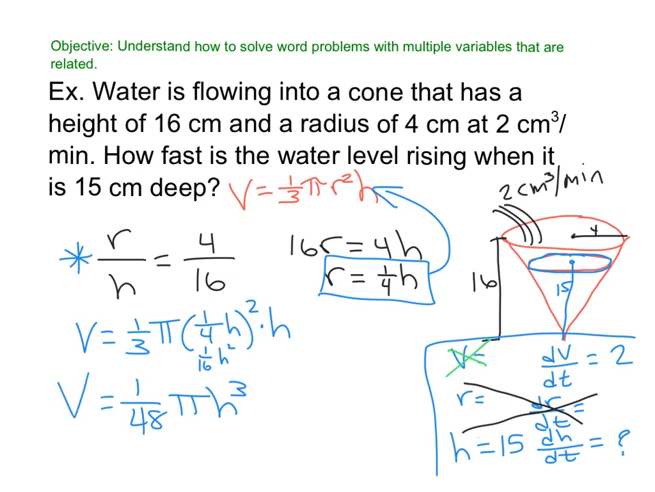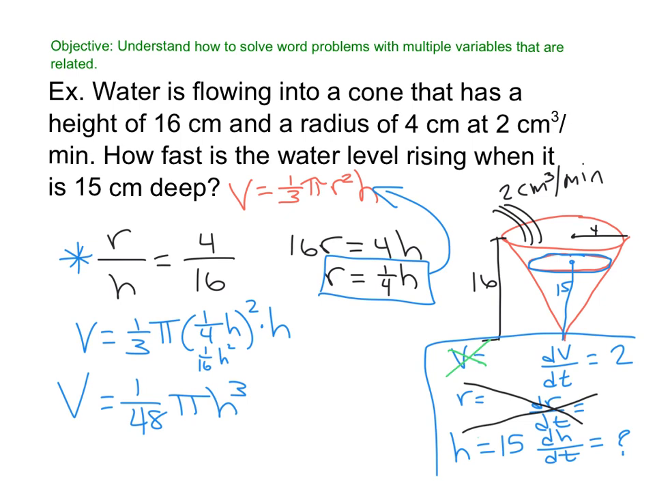Because we really want to avoid also a product rule. If we just take the derivative of the original formula, we would have 2/3 pi r dr dt h plus 1/3 pi r squared dh dt. You'd have to do a product rule, but we don't have enough information.